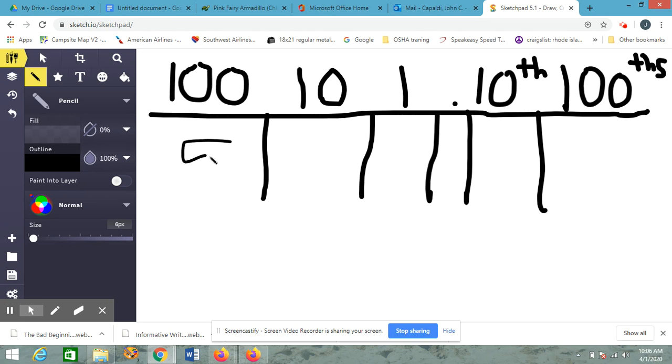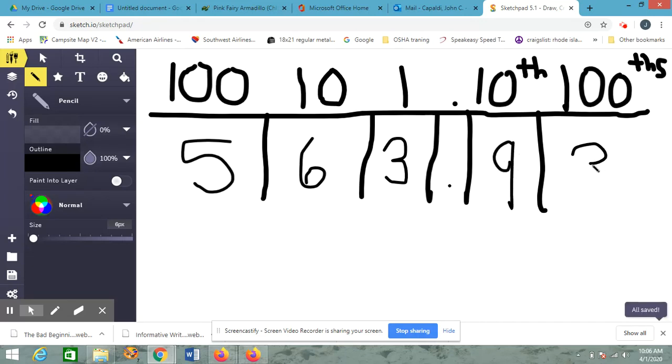I'll do 5 hundreds, 6 tens, 3 ones, point, make sure you always put the decimal. How about 9/10, and then 3/100. What we want to look at is we have hundreds, we have 5 of them, but what's the actual value of that number? How many hundreds do we have? 5. And the actual value is, for hundreds, we'd have 500, right?